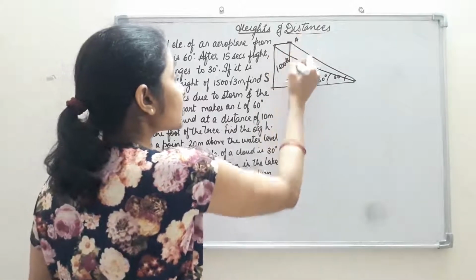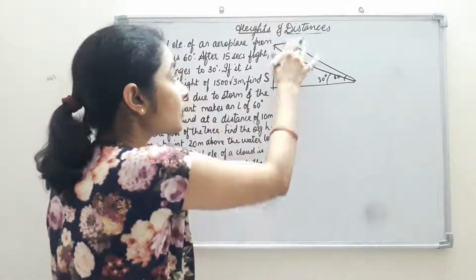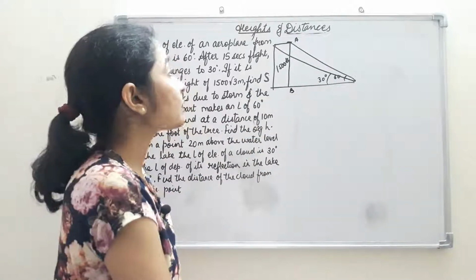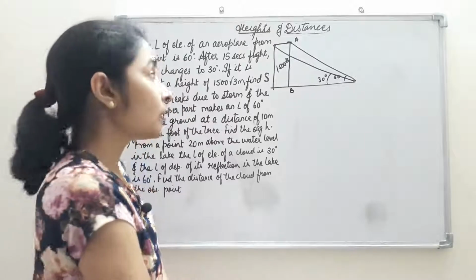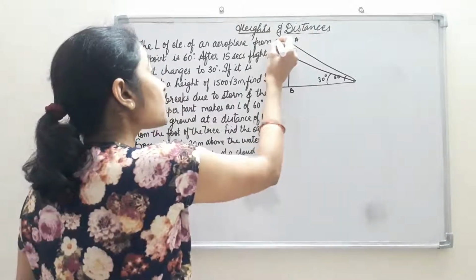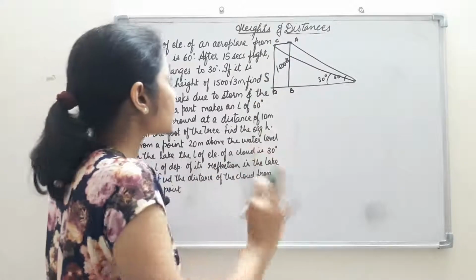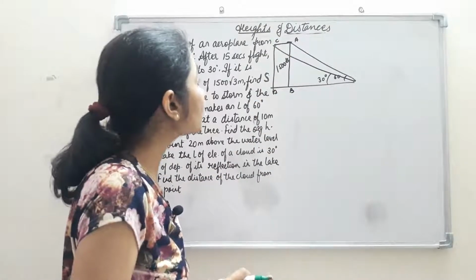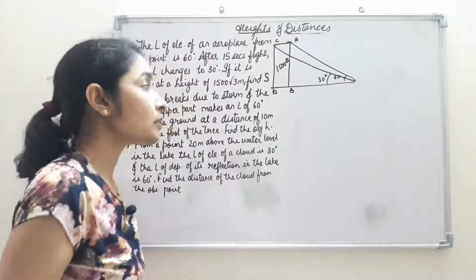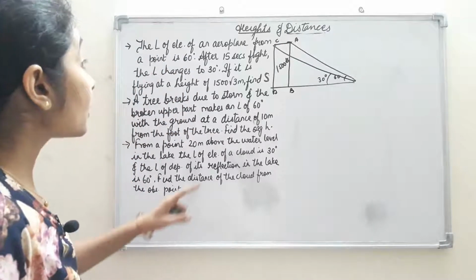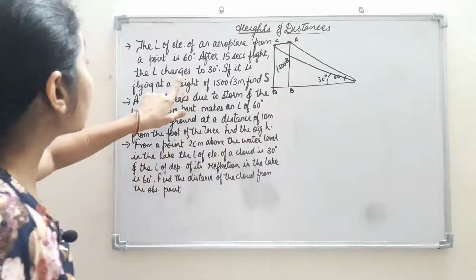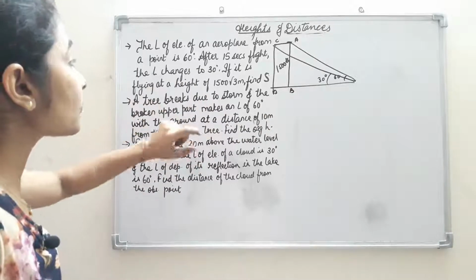Let AB be the initial position of the aeroplane. So it is flying at a height of AB. Then C be the next position. Again the height is the same, it is flying at the height of 1500 root 3 meters, but the angle of elevation changes from 60 degree to 30 degree, and we are supposed to find out the speed of the aeroplane.